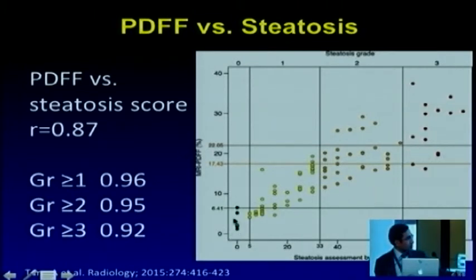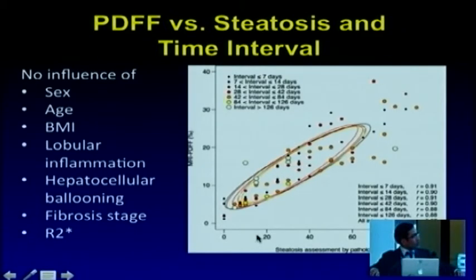And you can see that the cutoff for grade 1 is 6.14%, 17.4 for grade 2, and grade 3 is only 22. And a very narrow gap between grade 2 and 3 as compared to grade 1 and grade 2. They also studied whether the steatosis was associated with the time interval of MRI versus liver biopsy. Actually, there was not much of a change, because you can see that the correlation was ranging from 0.87 to 0.91 only. So it did not differ.